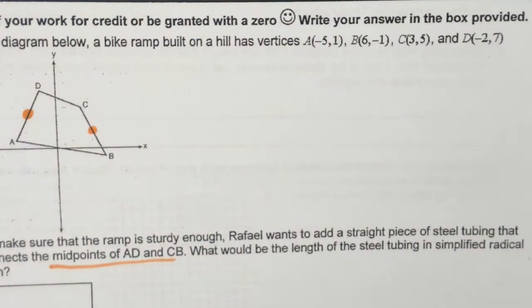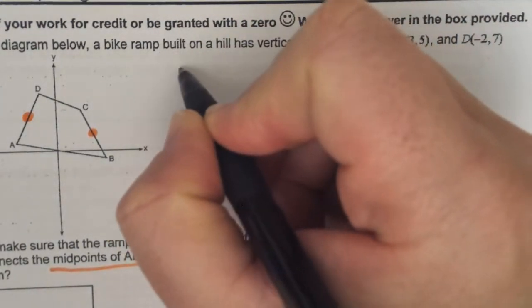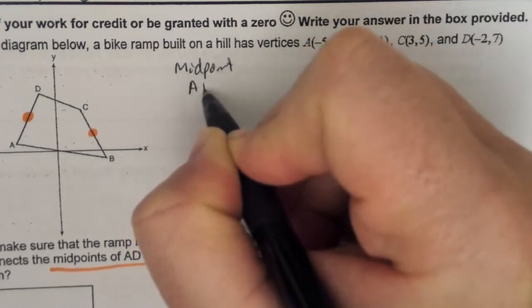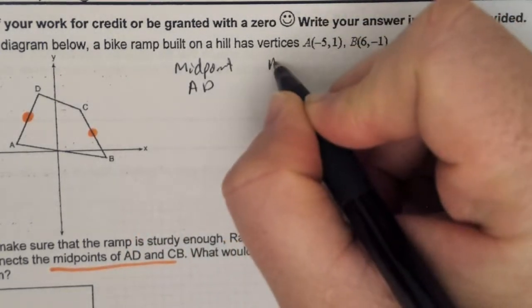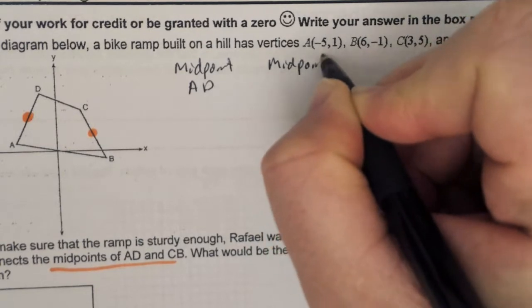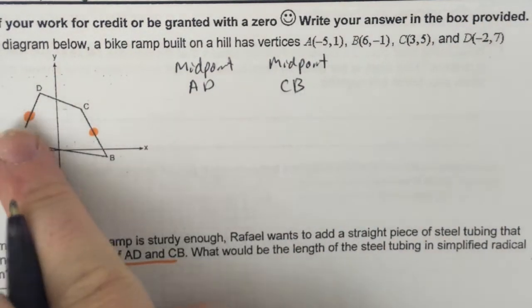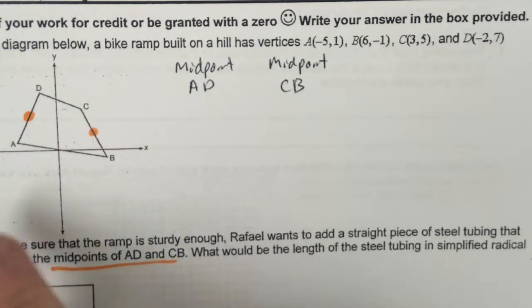Now, do you know what those are? No, you don't. So that's the first thing we have to find. We have to find the midpoint of A to D. We also have to find the midpoint of C to B. That's the first thing we have to do. We have to find those two midpoints. And we're going to connect those.